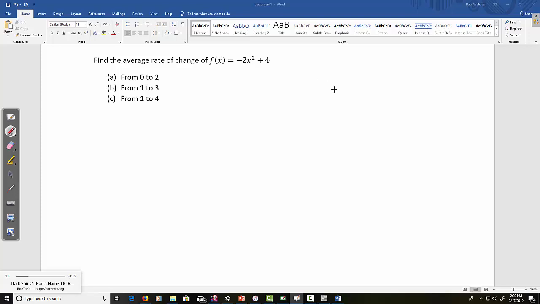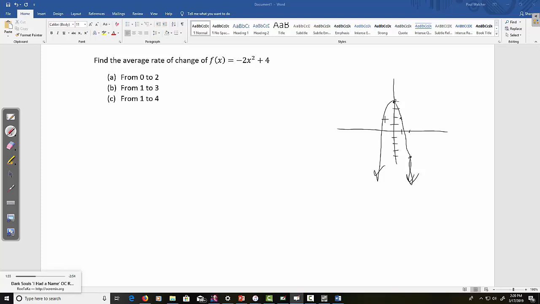Well, if you think about what negative 2x squared plus 4 looks like, let's look at this graph. So if you plug in 0, you'll get 4, a point there. If you plug in 1, you'll get 2. If you plug in 2, you'll get negative 4. I'm not super steady with this tablet. But anyway, it's a parabola facing downwards.